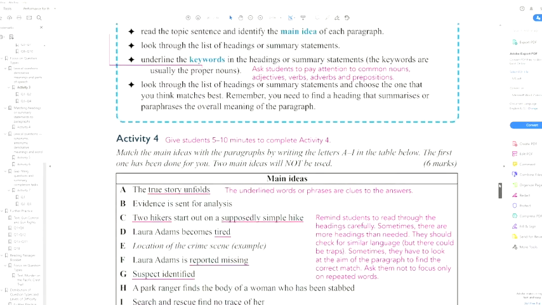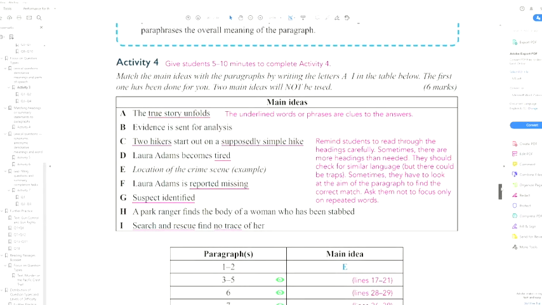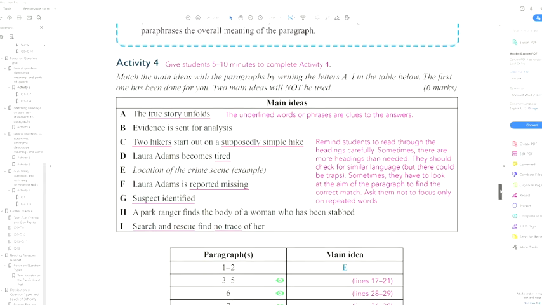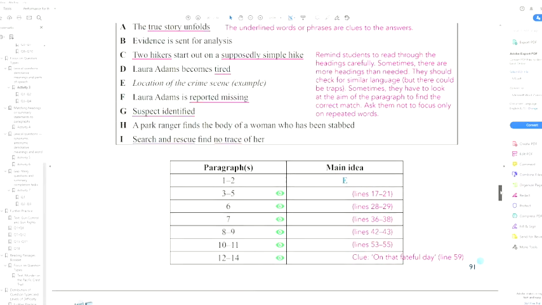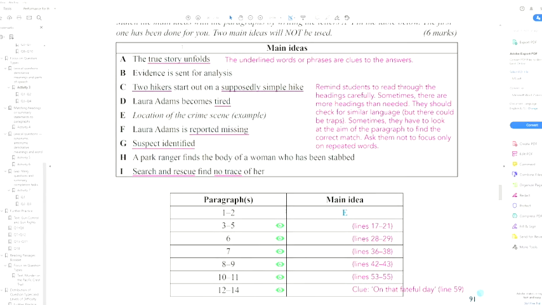Also, here you've got the key points underlined. And as we get into tougher questions, you will see that there's more options than there are answers. It's going to be very, very important. Let's just look at these titles. The true story unfolds. Here, unfolds means is revealed, is told to us.